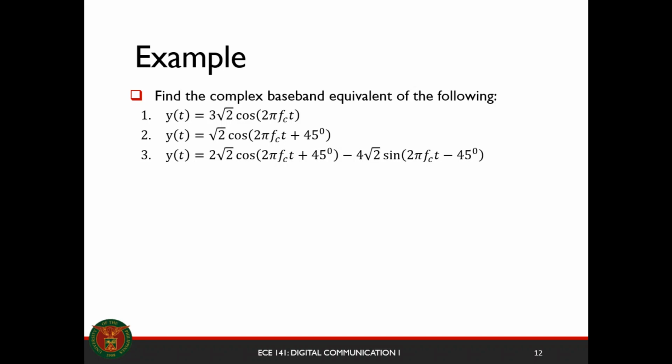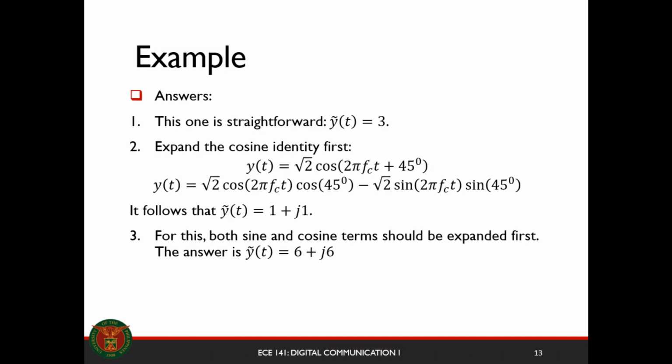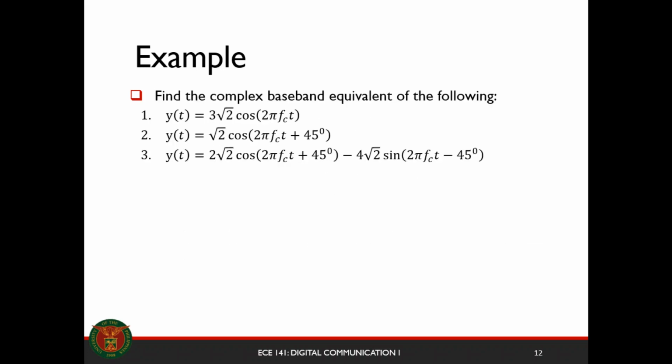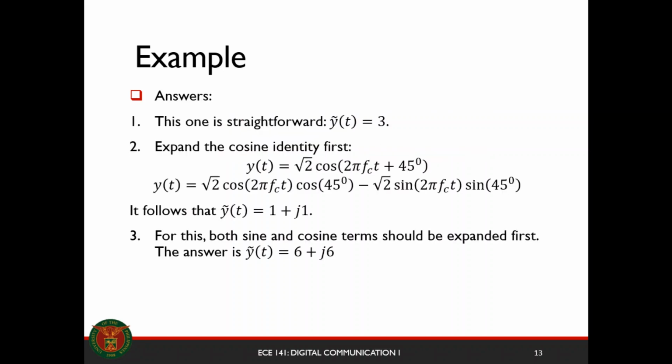Some examples. Find the complex baseband equivalent of the following signals. You can do this by yourself by pausing this video and doing it yourself. The answers will be discussed in the succeeding slides. Alright. For the first one, the answer is straightforward. It's equal to 3. How? This 3 is the factor of your square root of 2 cosine 2 pi f_c t. That's basically y_i. y_q is 0 since there is no sine term.